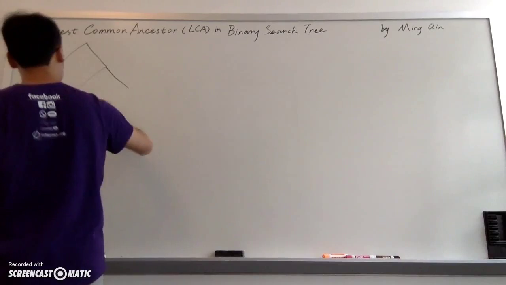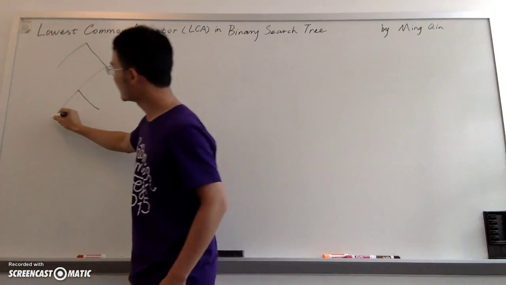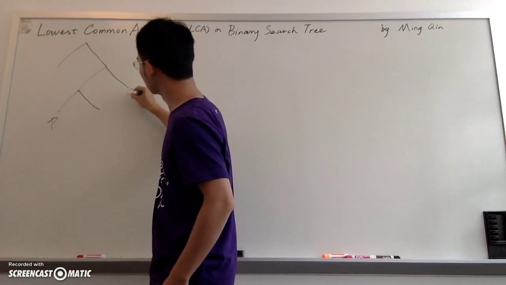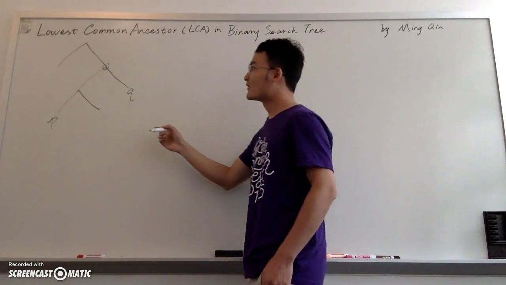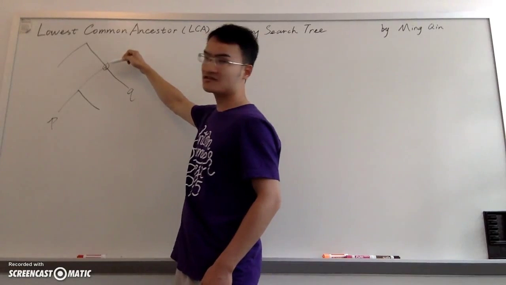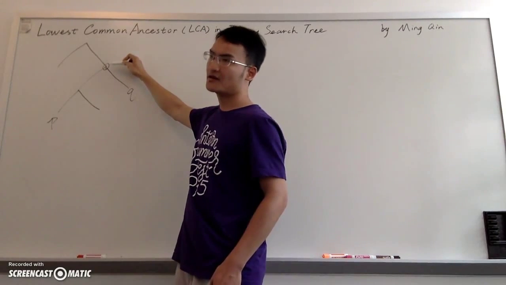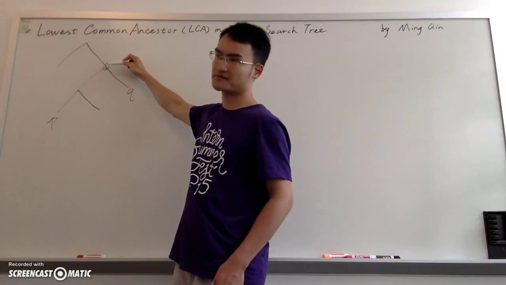Imagine we have a binary search tree like this. Given any two nodes, P and Q, this node will be their lowest common ancestor because it's the ancestor of both P and Q, and it's the lowest one we can find.